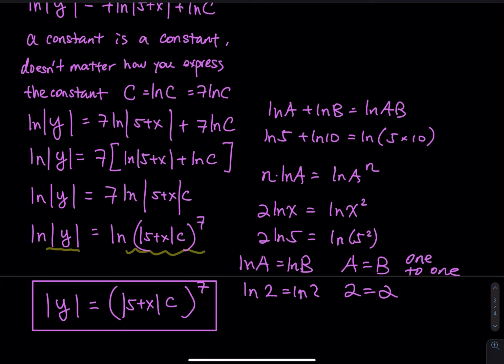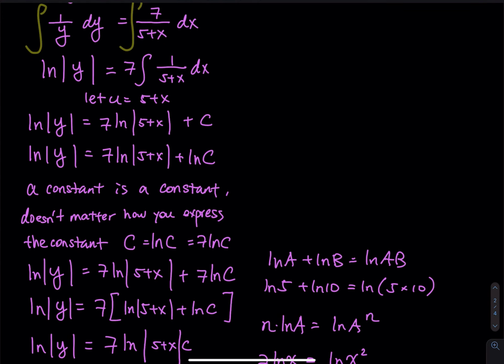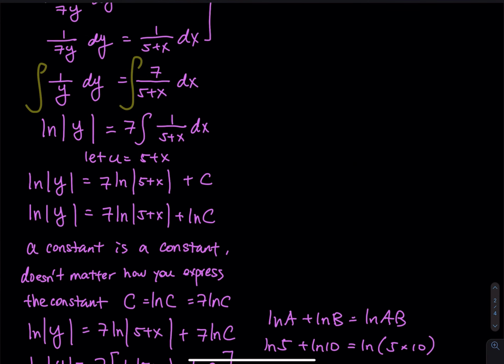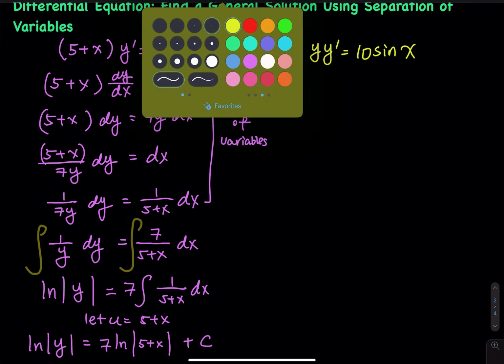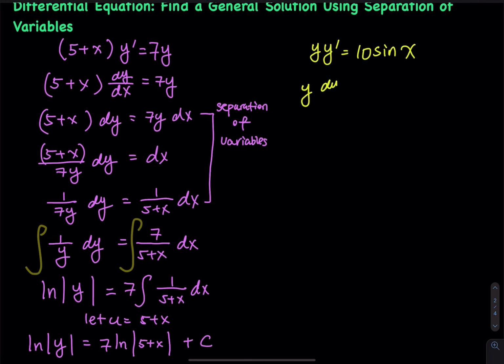All right, so we still have one more problem to go, so let's take a look at that. We go all the way up, and then we have a yellow one right there. So y times y prime equals 10 times sine of x. So we have y times dy/dx equals 10 times sine of x.